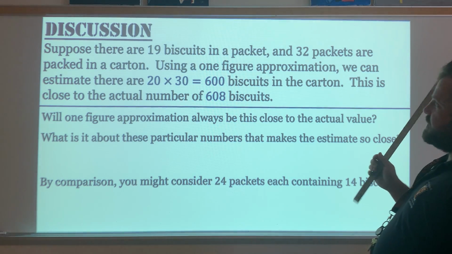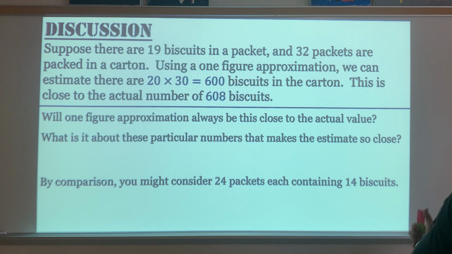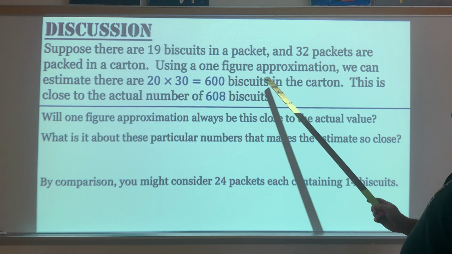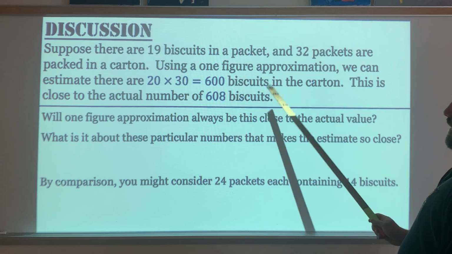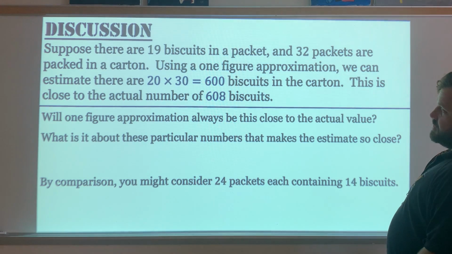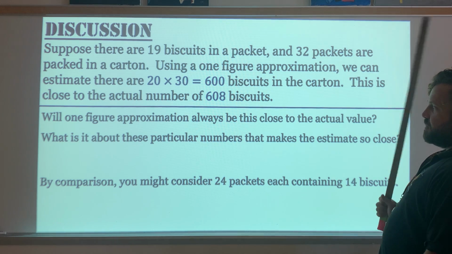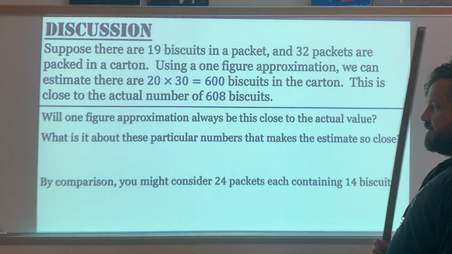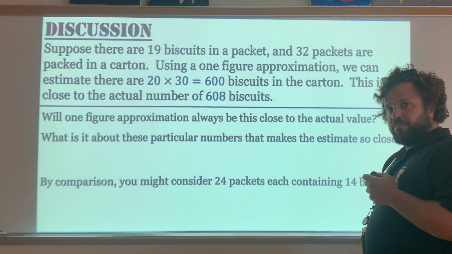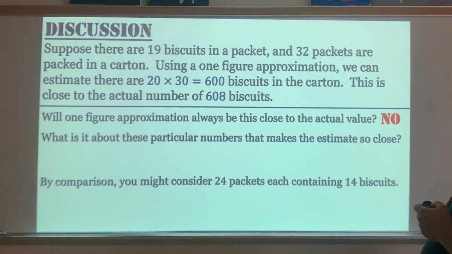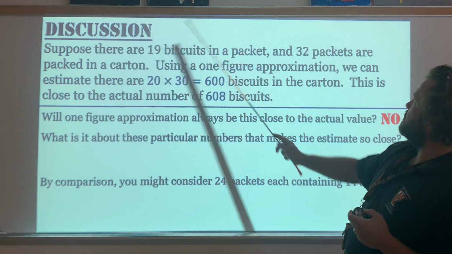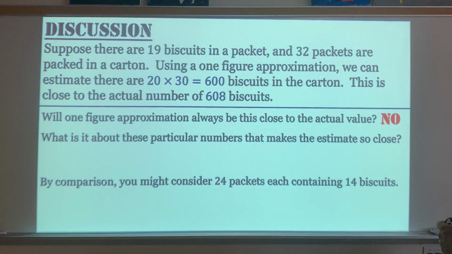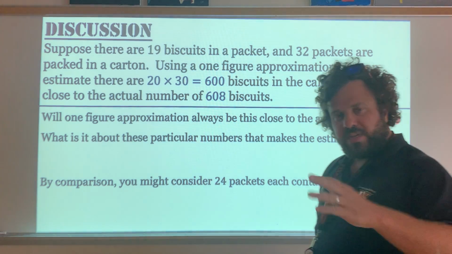And 32 packets are packed in a carton. Using one figure approximation, how can we estimate? 20 times 30 is 600 biscuits in the carton. This is close to the actual number of 608 biscuits. So, will one figure approximation always be this close to the exact value? What do you think? No. What is it about these particular numbers that makes this estimate so close? Say something.